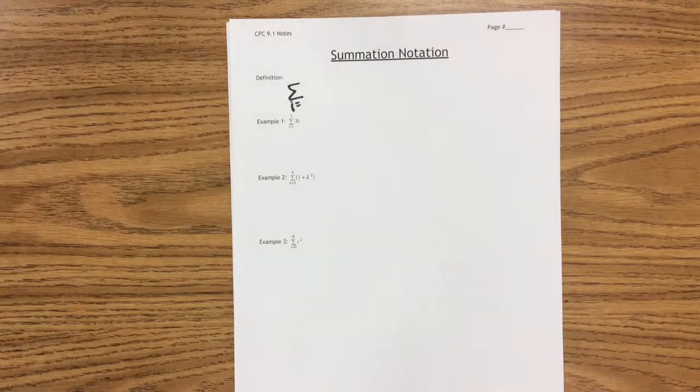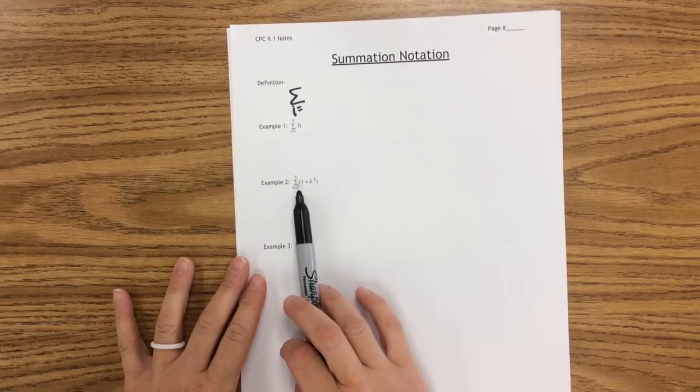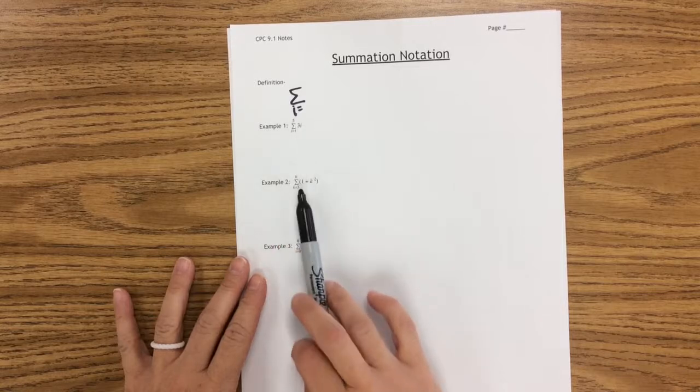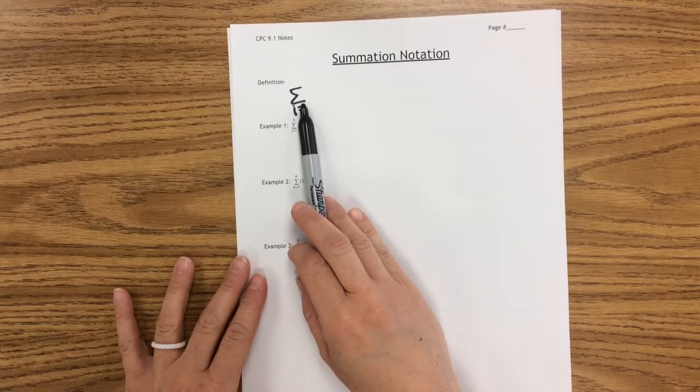Summation notation is when you have this kind of fancy looking E. It is the Greek letter for capital sigma. And we'll do a couple different examples and then we'll go back and talk about the definition.